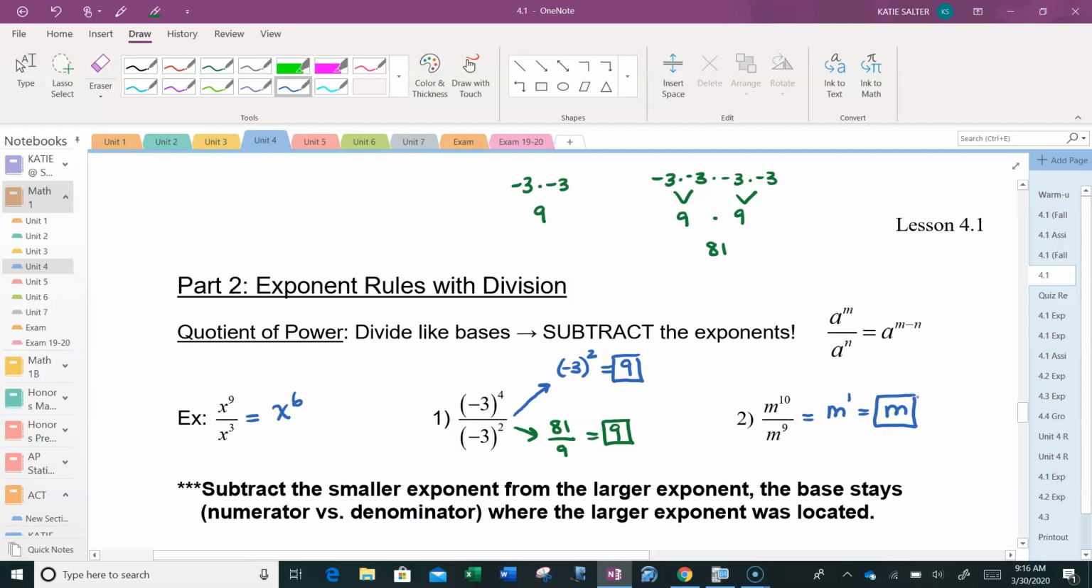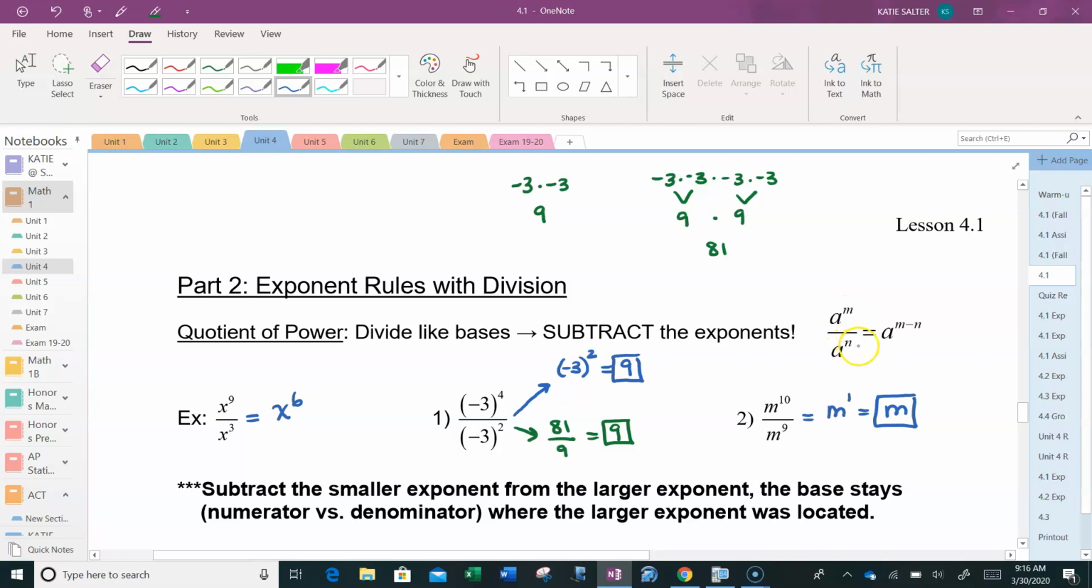Alright, notice in all of these examples, the power in the numerator was higher than the power in the denominator. So what do we do when it's not like that? There's a couple of ways you can do this. Some teachers always teach that you always do the numerator minus the denominator.